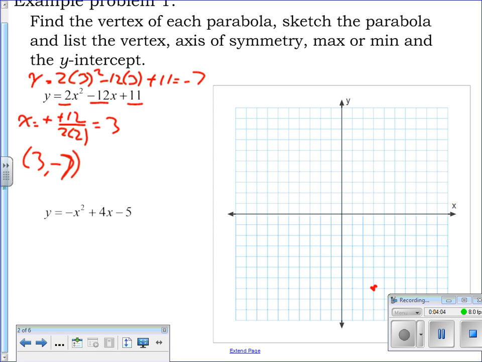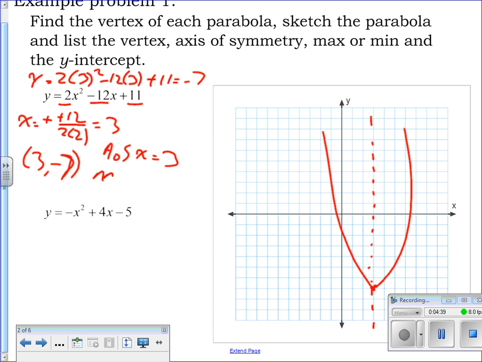Does it open up or down? Look at my x squared. X squared, positive or negative? Positive. It opens up. And you have to know if it opens up or not to know whether you have a max or a min. So I have my vertex, axis of symmetry, AOS is x equals 3. Remember, it's x equals the x-coordinate of my vertex. And then I have a min at y equals negative 7.